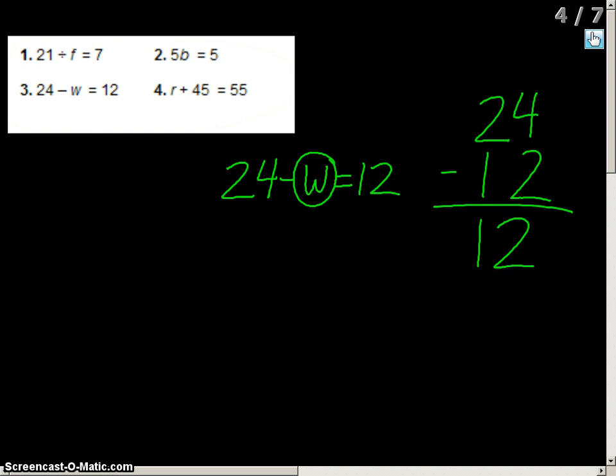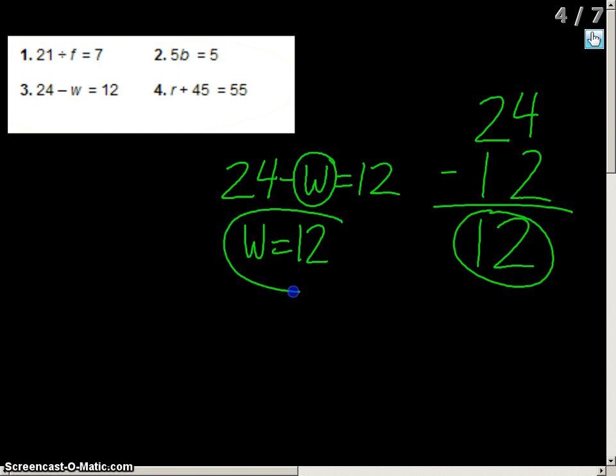Okay, so that would mean that 24 minus 12 will give me 12. So the solution of this problem is w equals 12. That means when I replace that variable with the number 12, it will give me the correct answer in my subtraction problem here. And those are some of the key concepts we went over today in Lesson 2-15.